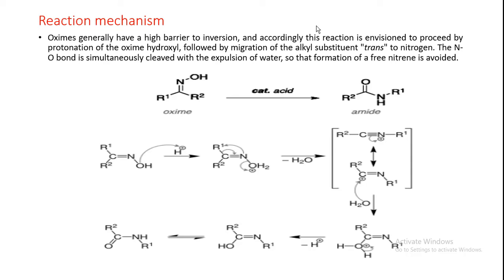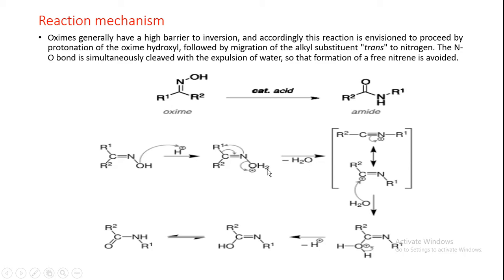so oxime don't invert themselves very easily, and accordingly this reaction is envisioned to proceed by protonation of the oxime hydroxyl will protonated, see this step, followed by migration of the alkyl substituent trans to nitrogen, so that after that one alkyl substituent R will migrate to N. Okay, so in trans position, the nitrogen oxygen bond is simultaneously clipped or broken with the expulsion of water, so one molecule of water will come out to break this nitrogen oxygen bond.